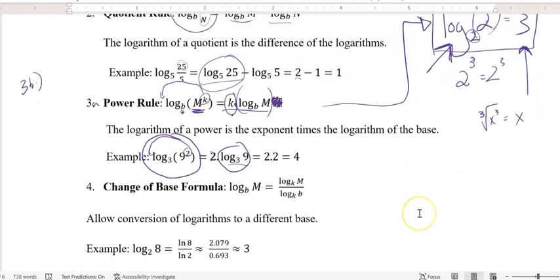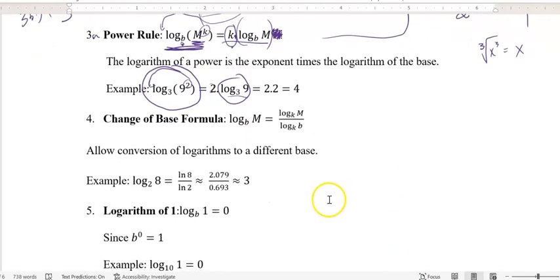Okay, so we might consider 3b then, if I'm using base b, another property. The log base b of b to the, well, let's use n for the exponent, equals what? The log base b of b to the n would just be n. Okay, but we could also use this property for that one as well.